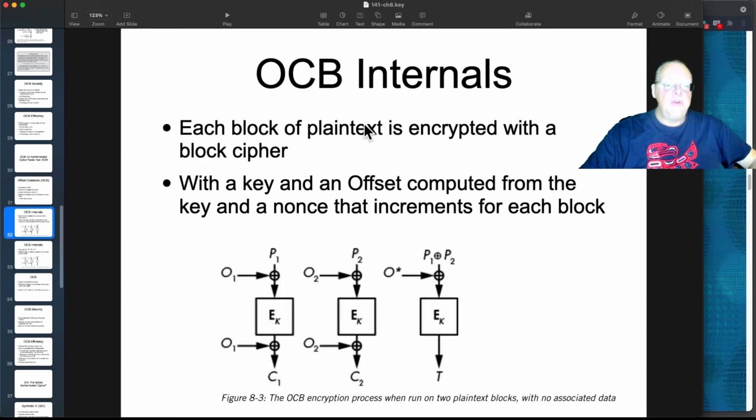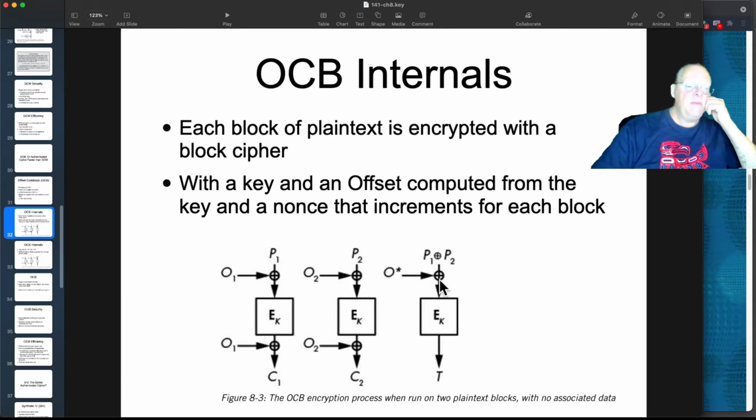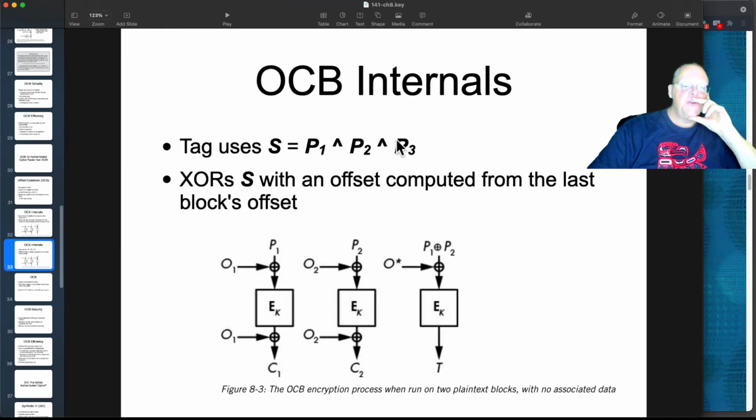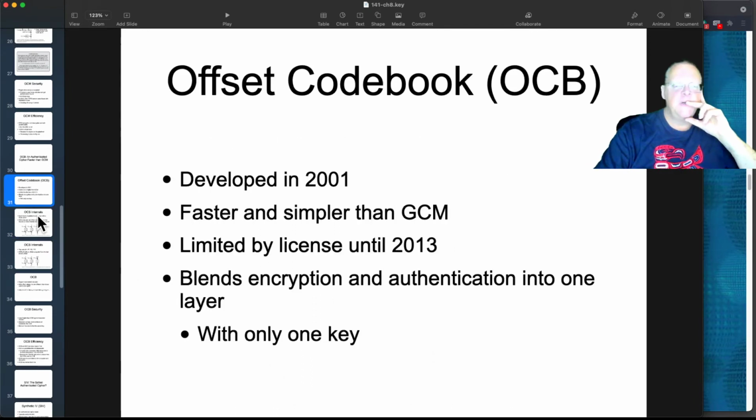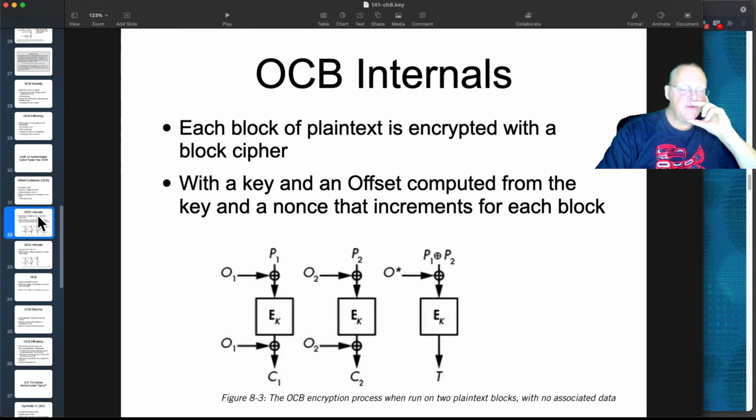And so you take each block of plain text and encrypt it with a block cipher with a key and the offset, block by block. Here's your plain text. And the last time you combine these with XOR and encrypt that, and that's what makes the tag. So this includes all the plain text and makes a tag. And so the tag uses the XOR of all the plain text, and it's got an offset calculated from the last block's offset. I don't understand what S is, though.